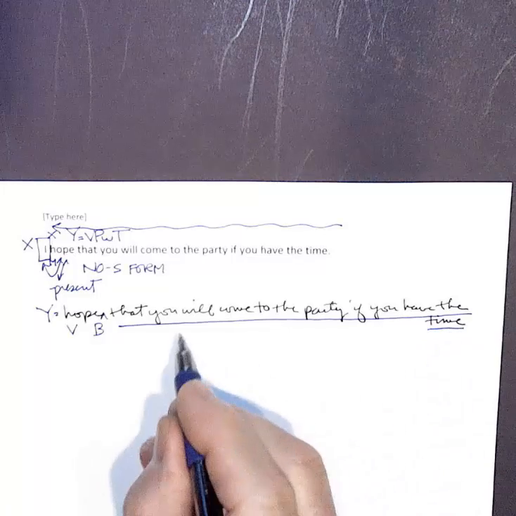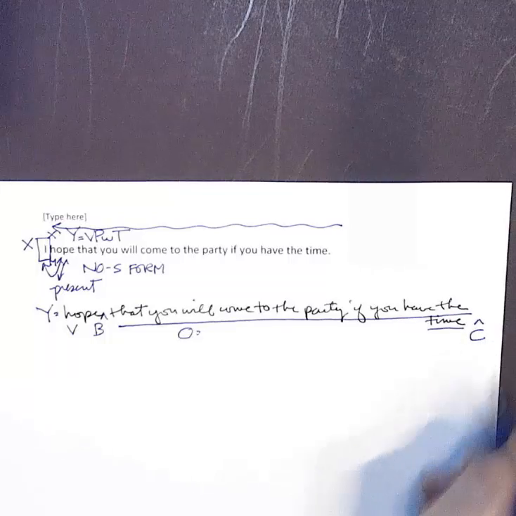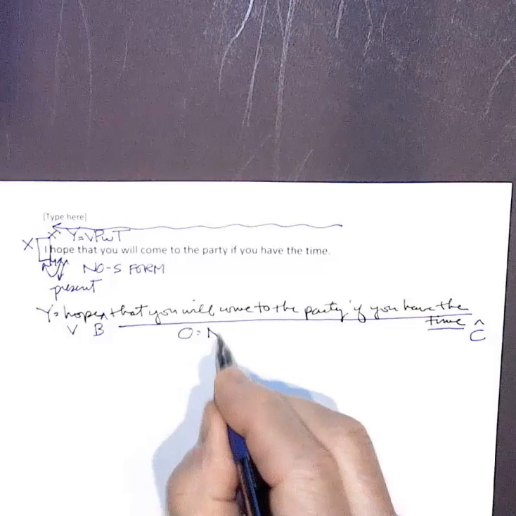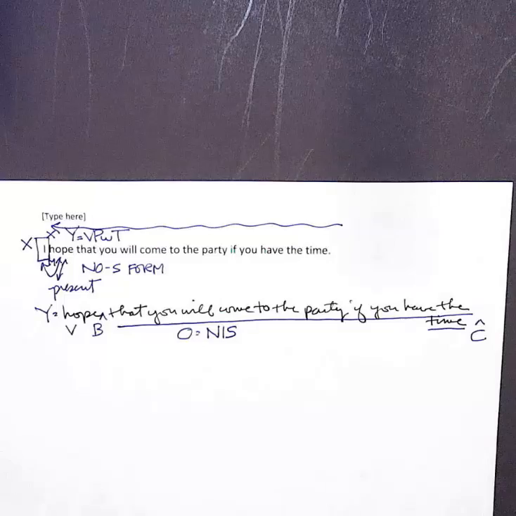So here's our object. The complement place is empty. And what kind of an object is it? Exactly, it's a nominal included sentence. So let's rewrite that.